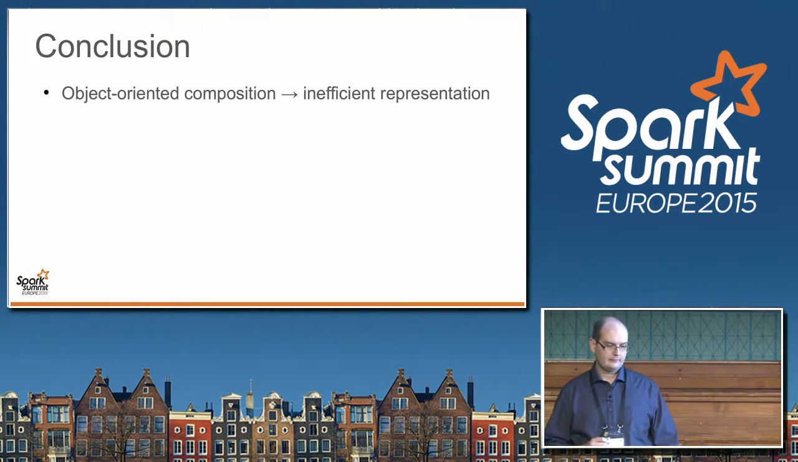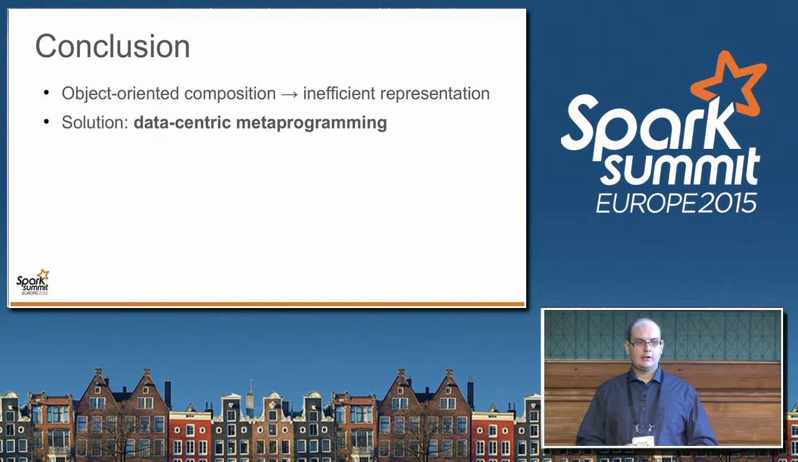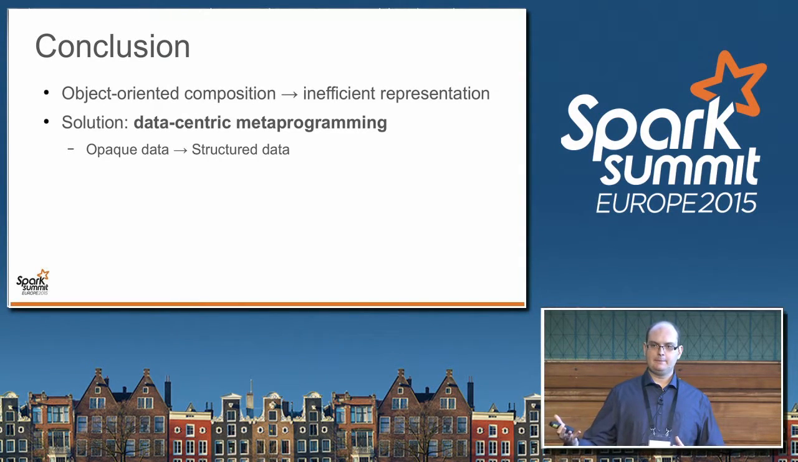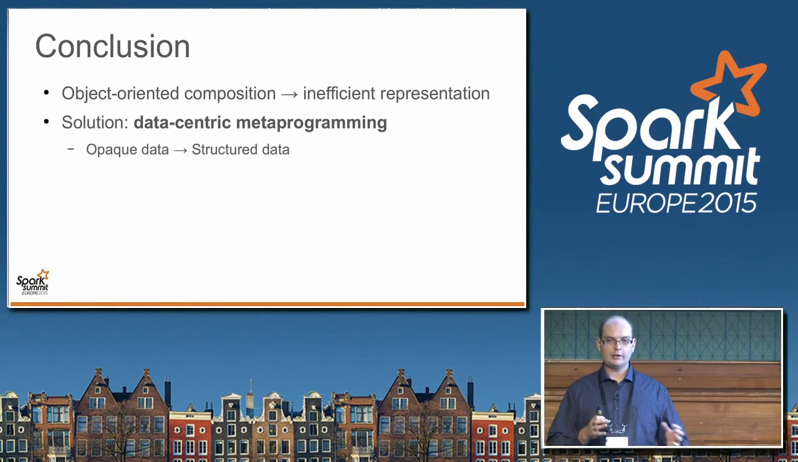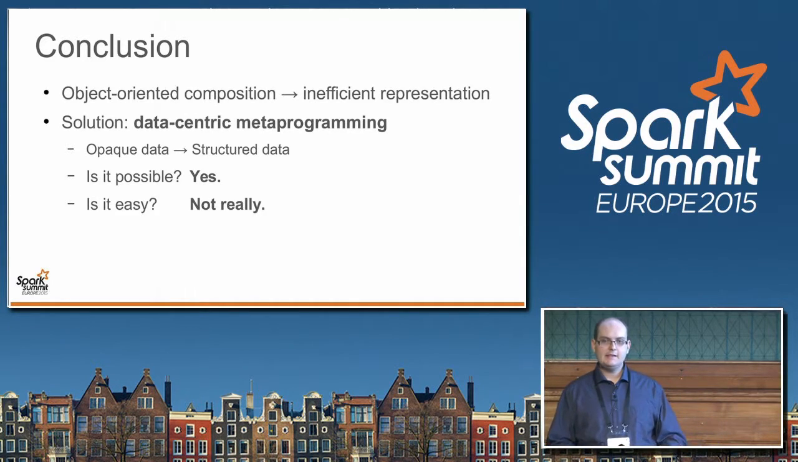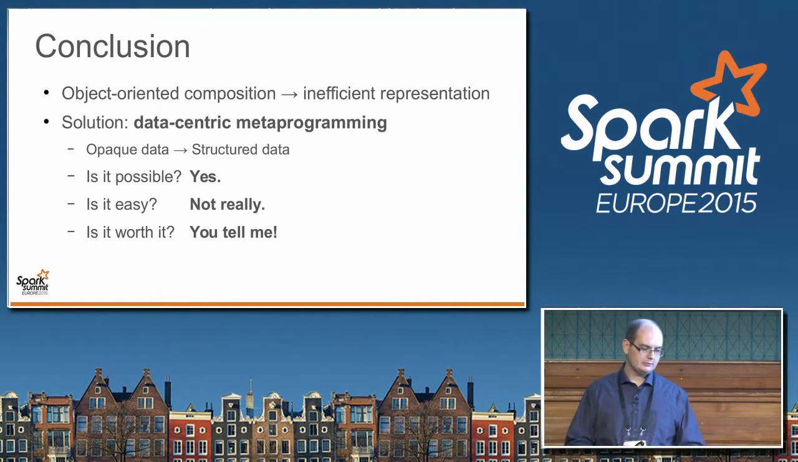OK, so let's conclude. We have the object-oriented composition and the fact that we write functions that operate on objects, that leads to inefficient ways of representing our data internally. A possible solution is data-centric metaprogramming, where we transform the opaque data, things that need to be according to a certain format, into either a structured data format or a flexible format. Is it possible? Yes, definitely, we can do it. Is it easy? No, not really. And I'm going to leave you with this question. Is it worth it?